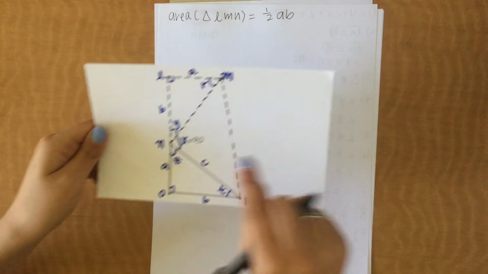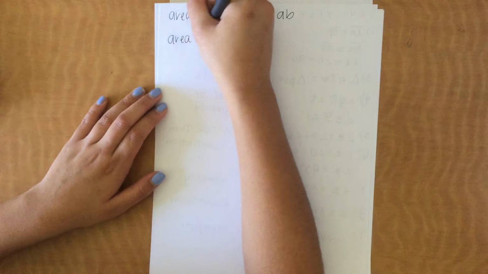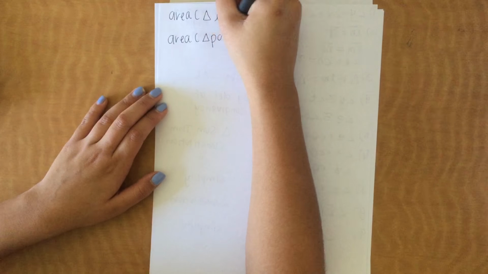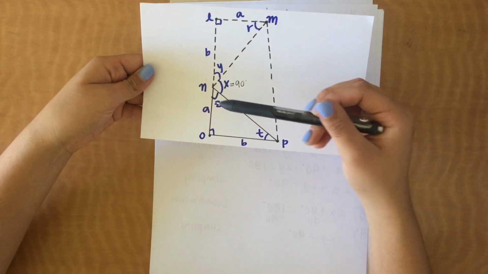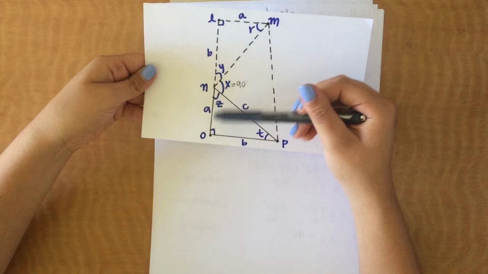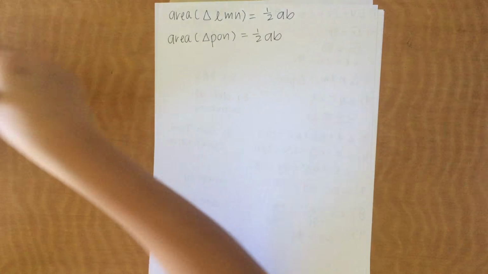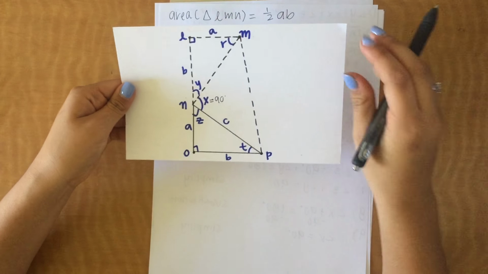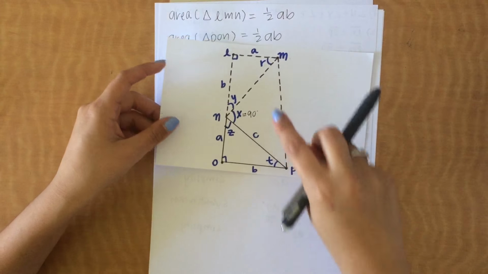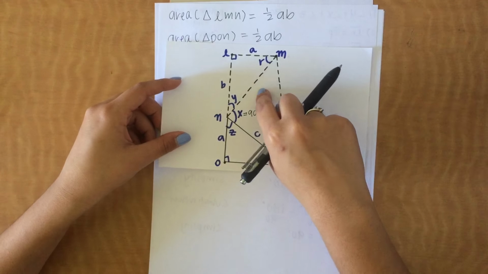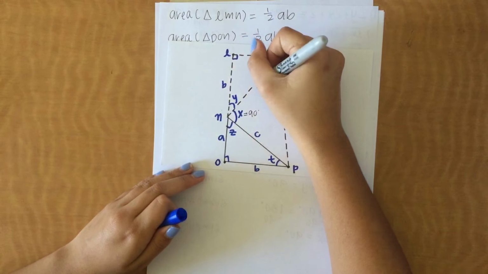Now let's do this triangle here, NOP. We know it's, again, 1/2 base times height, and we know that this is the base, B, and this is the height, A. So we can say 1/2 AB again. And then we have this triangle. So before we found out that these two triangles are congruent, so we know that this side is congruent to this side. So this little dotted line here is also C.